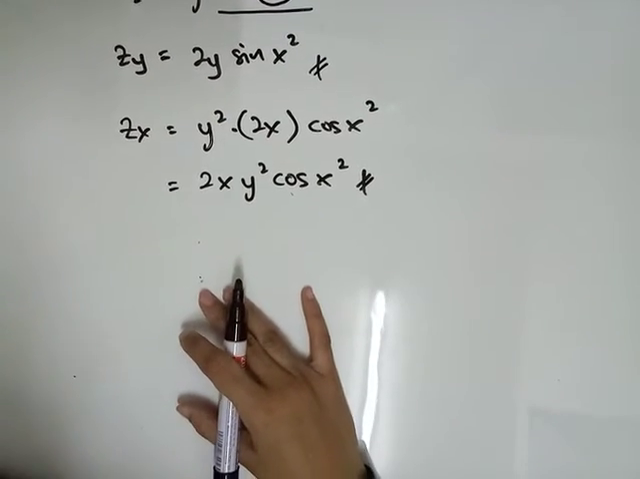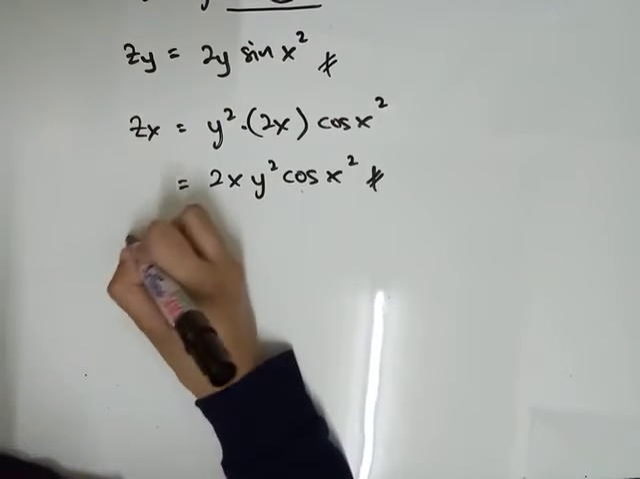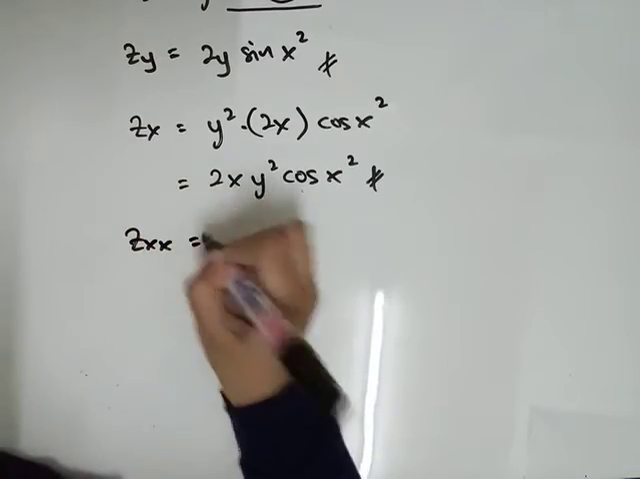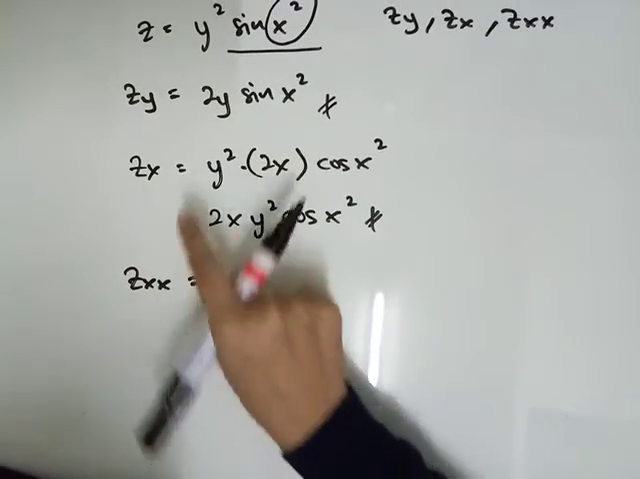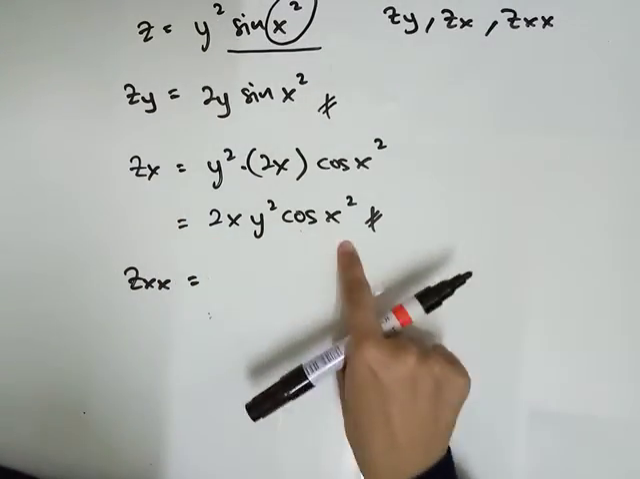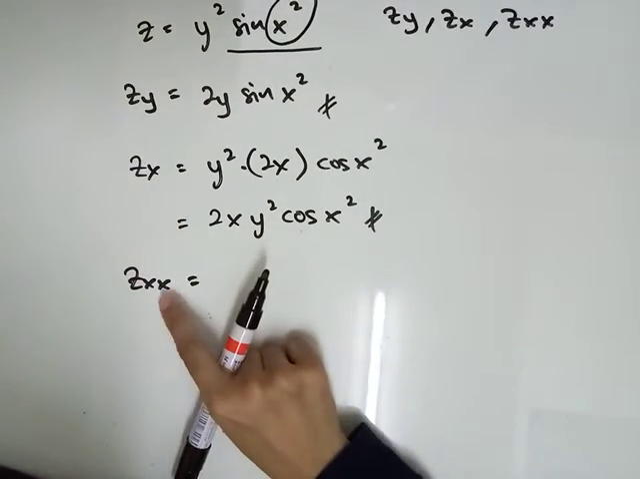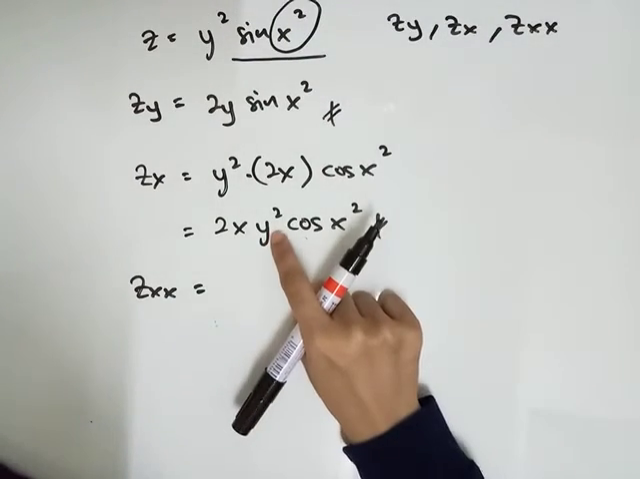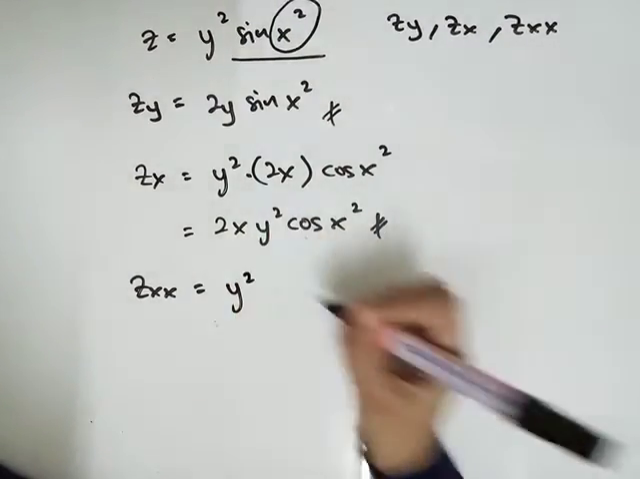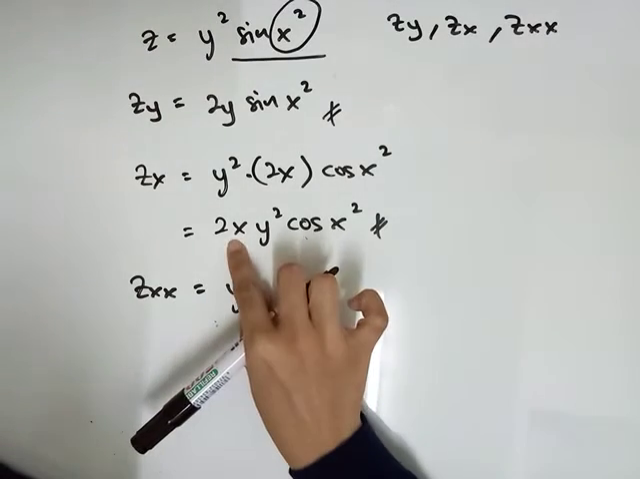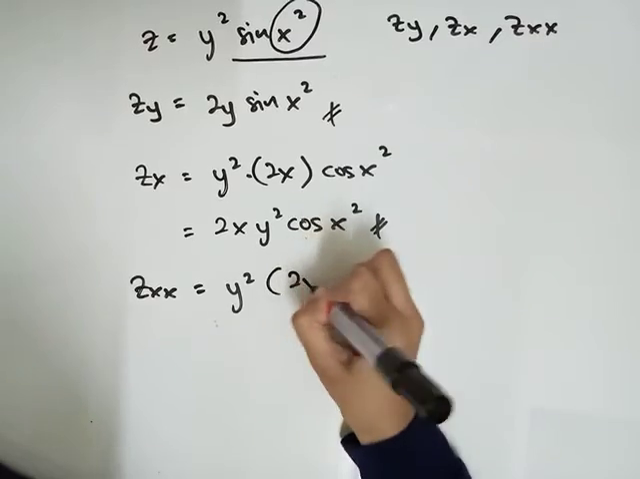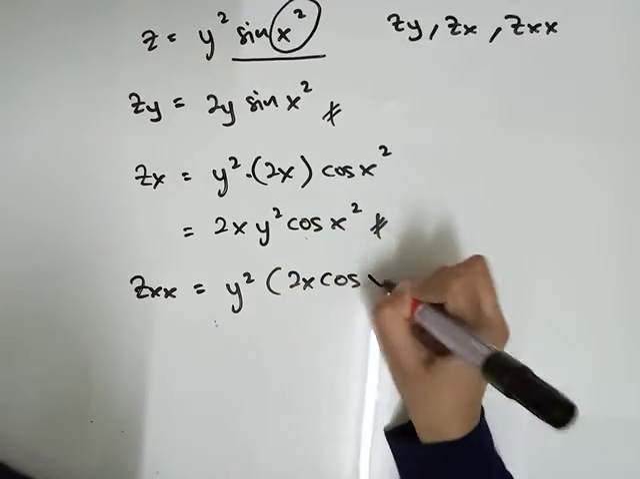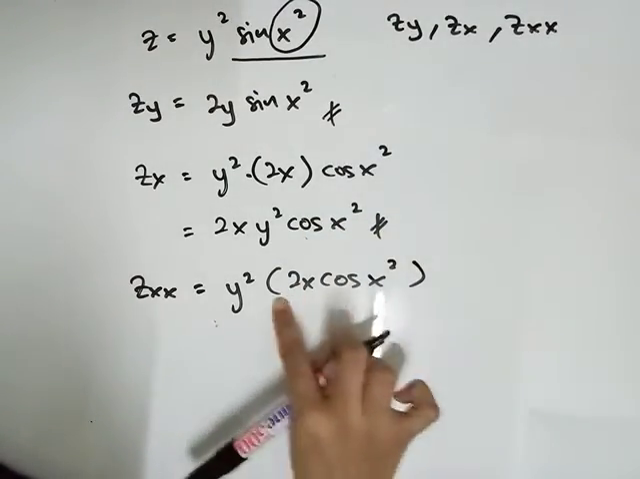Alright. What about zxx? That means the second derivative with respect to x from the zx. From the zx, we need to find the second derivative with respect to x. So y squared is constant. Then 2x multiplied with cos x squared, we need to differentiate this one.